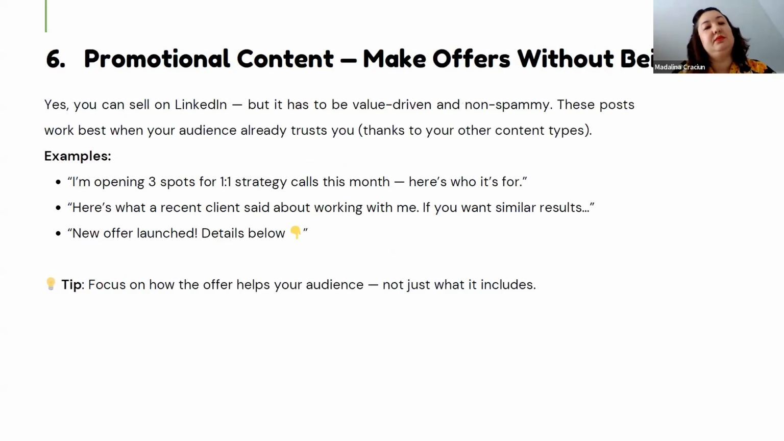Also, you can post promotional content and make offers without being pushy. So yes, you can sell on LinkedIn, but it has to be value driven and not spammy. This type of post works best when your audience already trusts you, thanks to your other content types. For example, I'm opening 3 spots for one-to-one strategy calls this month.